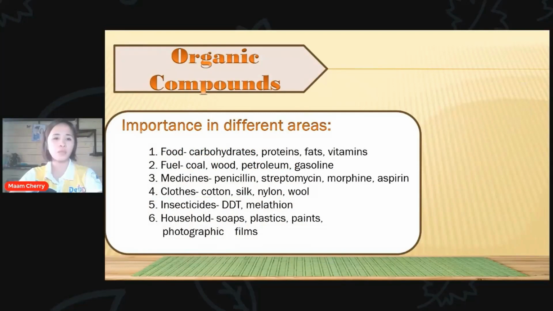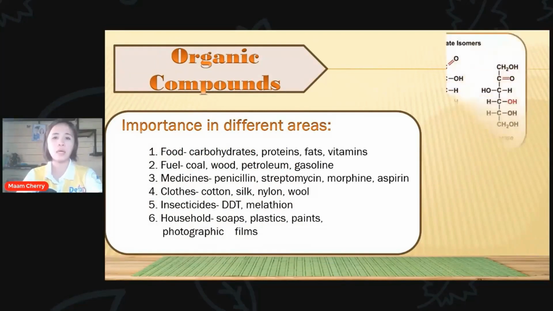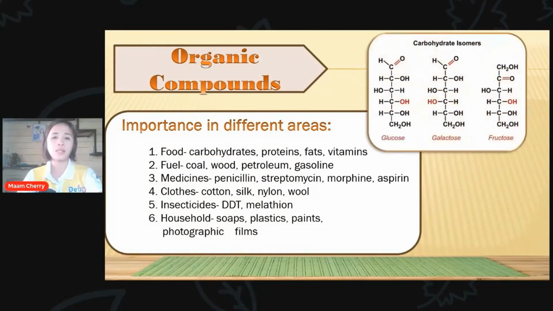First is the food. So carbohydrates, proteins, fats, vitamins. Yung carbohydrates, example po ng carbohydrates, I have here carbohydrate isomers: glucose, galactose, fructose. Ito yung mga organic compounds na makikita po sa food. Yung mga pagkain na rich in carbohydrates, di ba, yung bread, rice. Yun yung mga rich in carbohydrates.